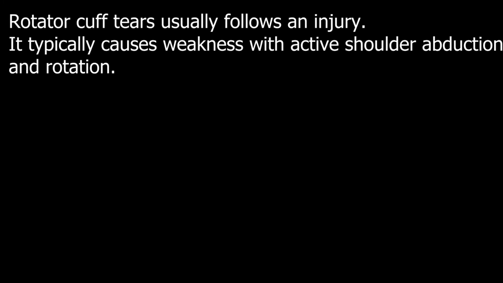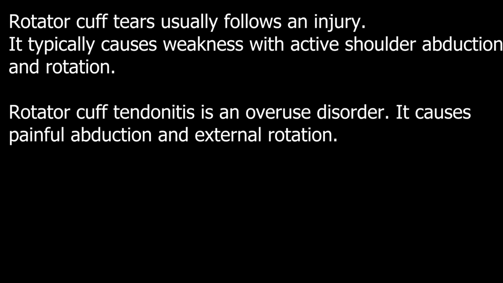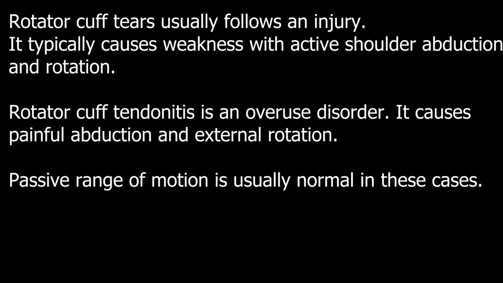A rotator cuff tear often follows an injury, something like a fall on an outstretched hand, and it typically causes weakness with active shoulder abduction and rotation. Whereas rotator cuff tendinitis is an overuse disorder which is characterized by painful abduction and external rotation. Among the rotator cuff muscles, the most commonly involved muscle here is the supraspinatus. Patients with these conditions may resist manipulation of the arm because of pain, but passive range of motion is normal in this condition. If you are helping them in achieving those movements, then that range of motion is normal.